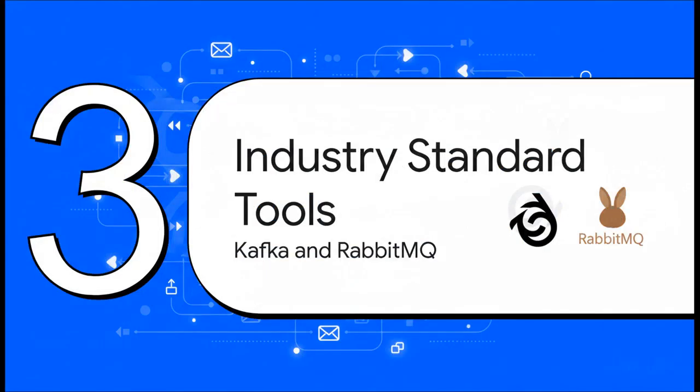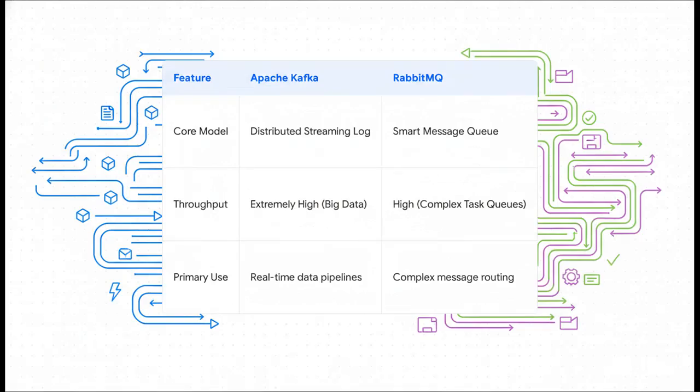Okay, so that's the theory. But how do people actually build this stuff? Let's talk about the tools that make all this possible. And when it comes to event brokers, there are really two giants in the industry that you'll hear about all the time, Apache Kafka and RabbitMQ. Now, what's so interesting is that even though they both do a similar job, they are built very differently.